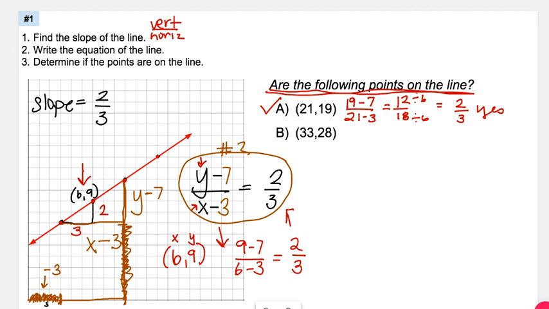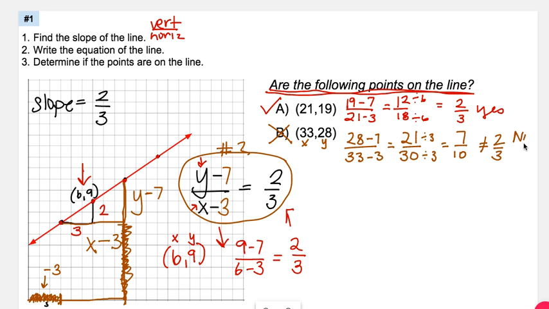Okay, now for B. Again, I'm just going to replace my x with 33 and my y with 28. And I get 21 over 30. Now I can divide each of these by 3. I get 7/10. 7/10 does not equal 2/3. So that's a no.